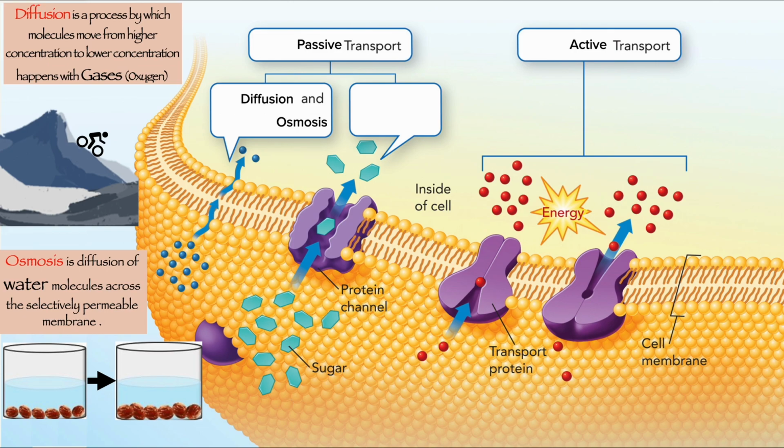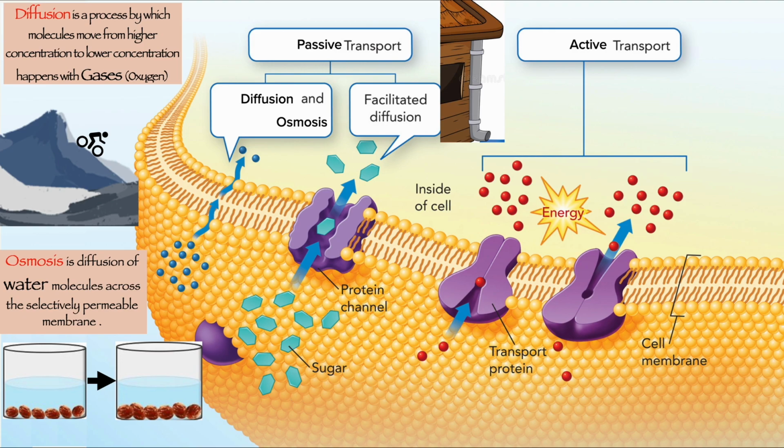Another passive transport is facilitated diffusion. This can be related to a water spout. For example, when it rains, there's water on our roof. For it to come down, we need a water spout so that the water can be channeled to this specific area. The protein channel that you're seeing here works like that water spout. The molecules that cross through the protein channel are sugar. Even these sugars don't use any energy, but they need a protein channel to cross the cell.